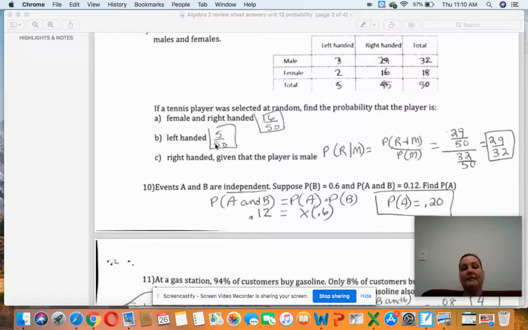Probability that I have a left-handed player, just go down the left-handed column. There's 5 total, 5 out of 50.